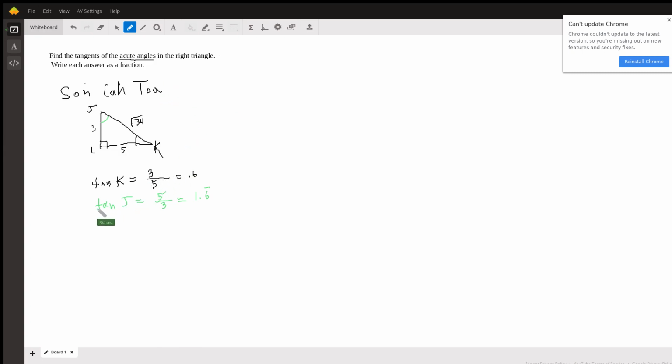So for those who understand cotangent, the cotangent is just the reciprocal. You can see that the reciprocal of 3/5 is 5/3, and likewise the reciprocal of 5/3 is 3/5. And that's where the fact comes from with respect to complementary angles and their tangents and cotangents, but they're not asking that.